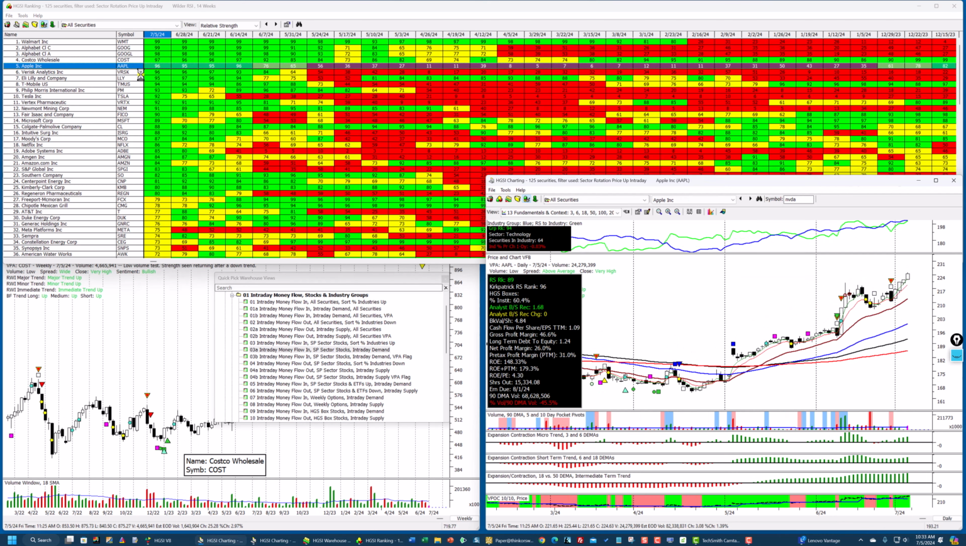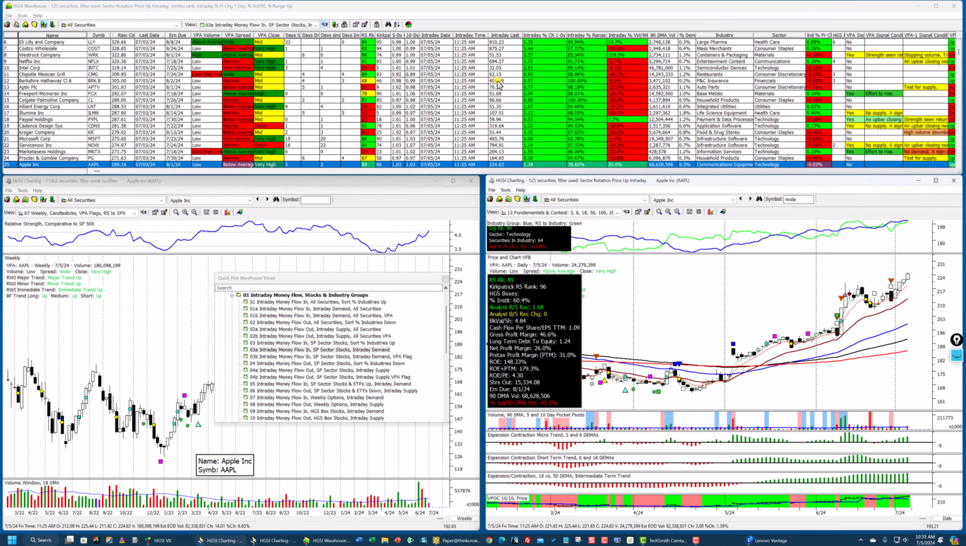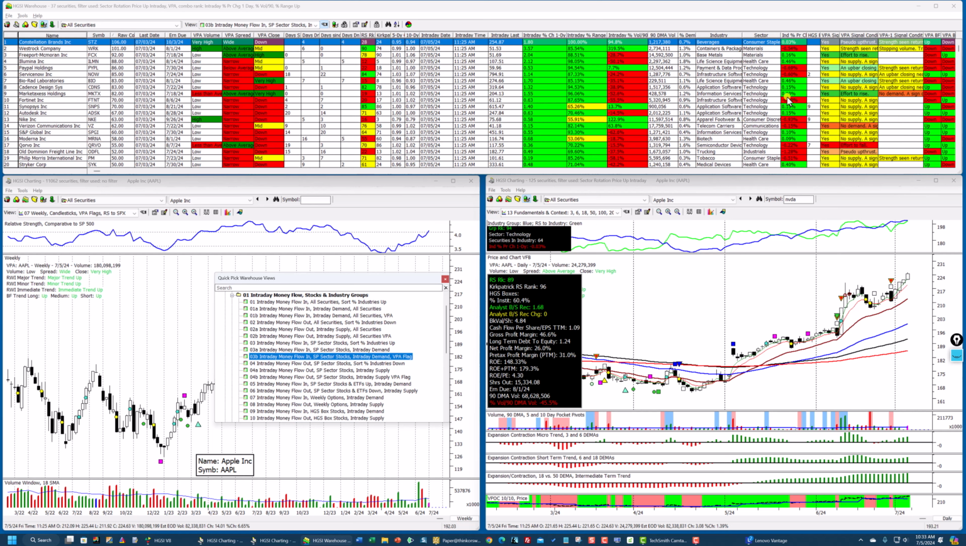So what do I know about these stocks? I know from the warehouse view that they're moving today because it's money flow in S&P sector stocks intraday demand. Now, if I want to limit my choices to stocks that only had a VPA flag, I'm going to click on this one, and then you look over here and you see what the VPA signal was.